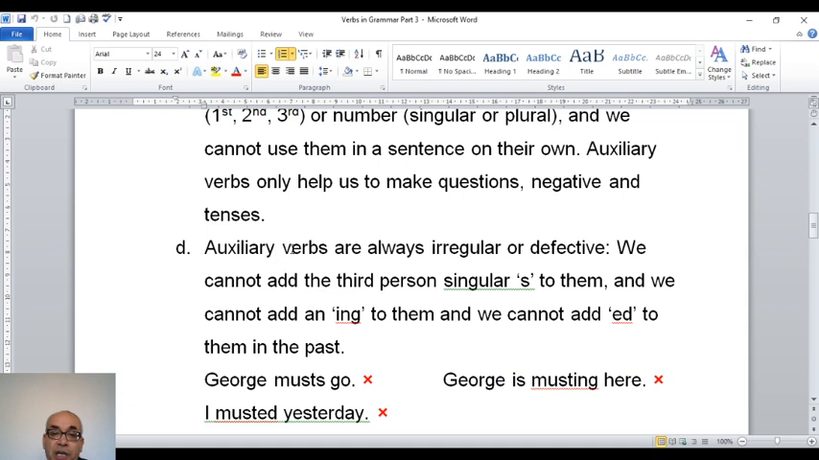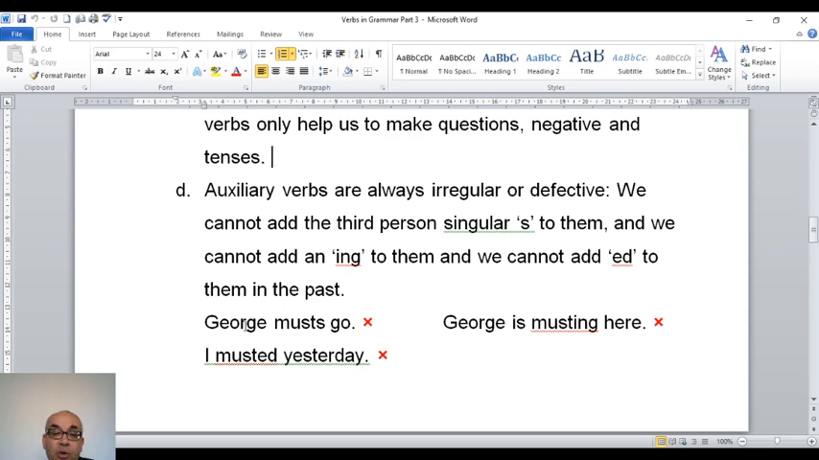Number D, auxiliary verbs are always irregular. They are not regular, or defective. We cannot add the third person singular s to them, and we cannot add ing to them, and we cannot add ed to them in the past.